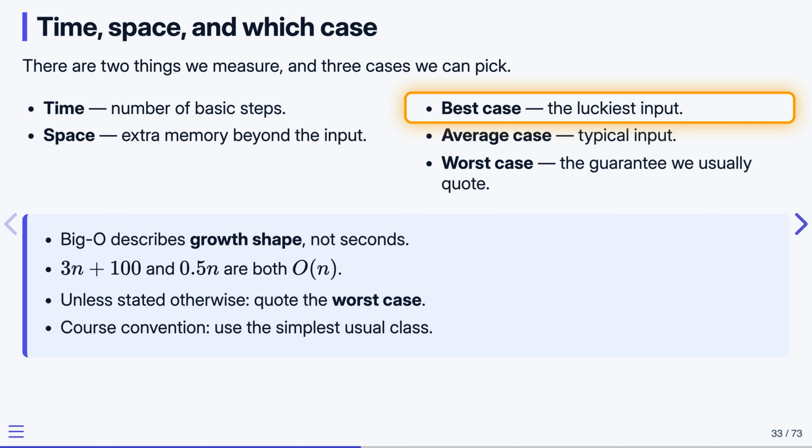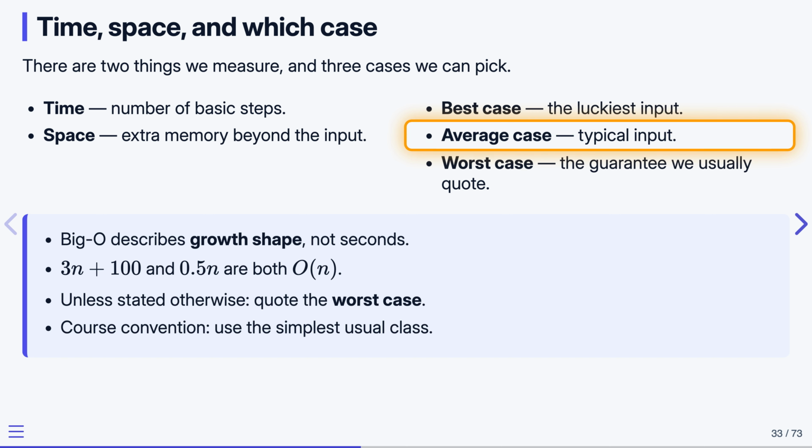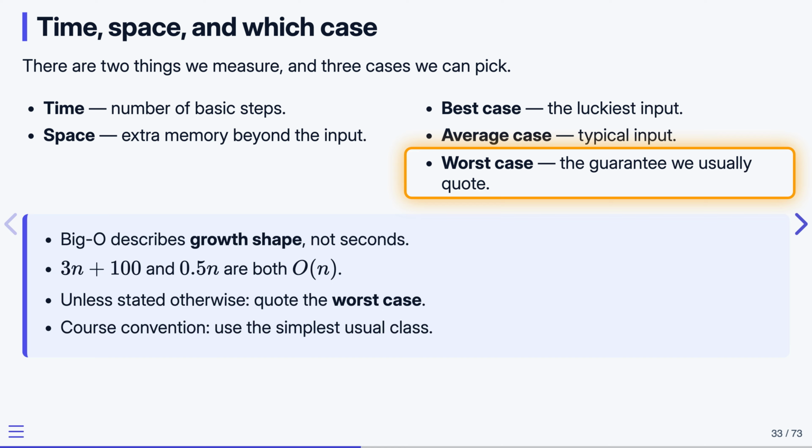The best case is the luckiest input, where the work is smallest. The average case is a typical input, the kind you usually meet in practice. The worst case is the hardest input. This is the guarantee we usually quote, because it tells us the operation will never be slower than this.